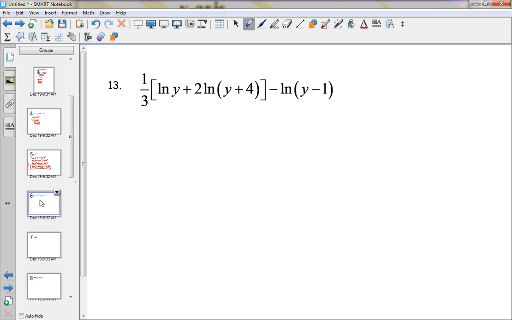Number 13. Number 13's directions say condense. Condense. So if I'm condensing, you will not have enough room in that space provided there. I did not give you enough room. I apologize. You're probably going to have to get another sheet of paper out. I did not give you enough room. I guarantee it.